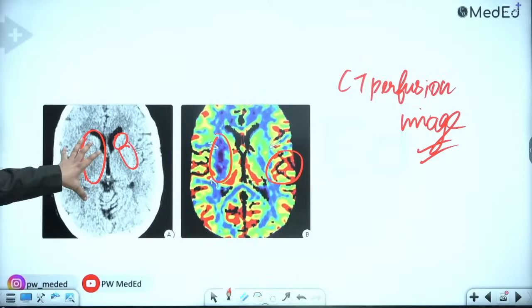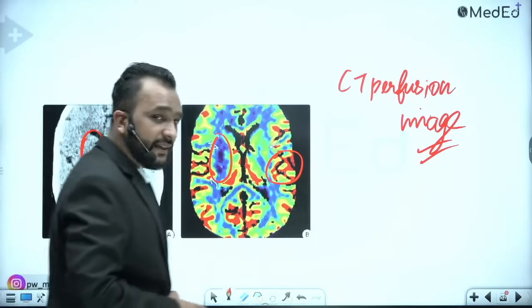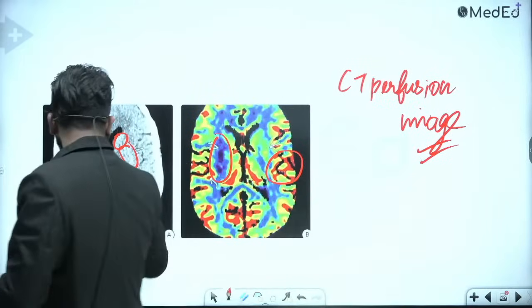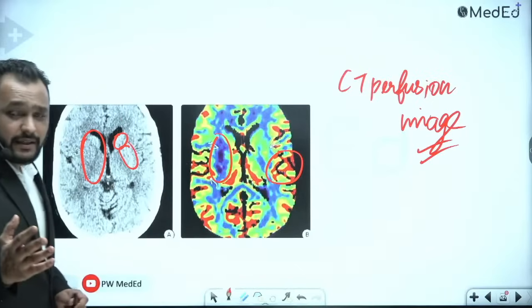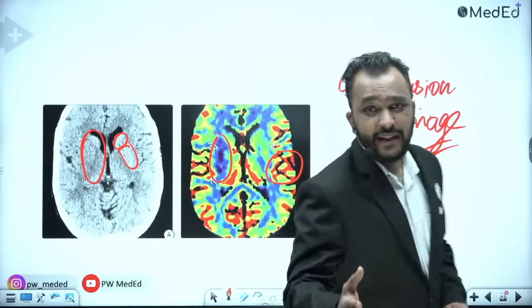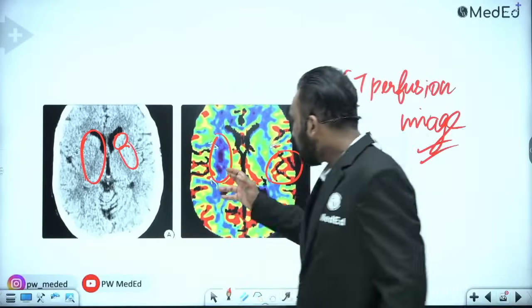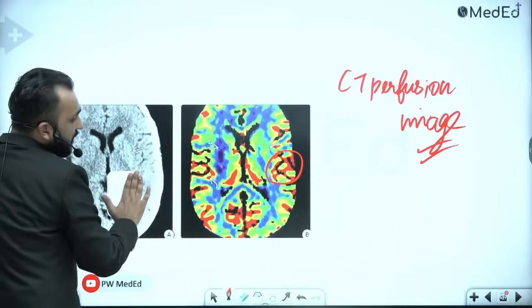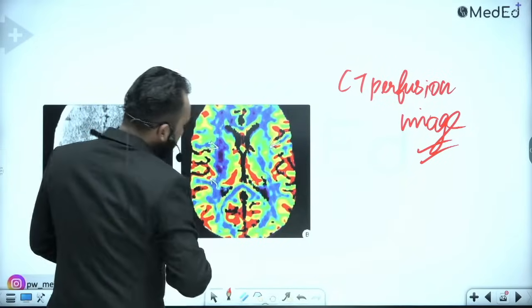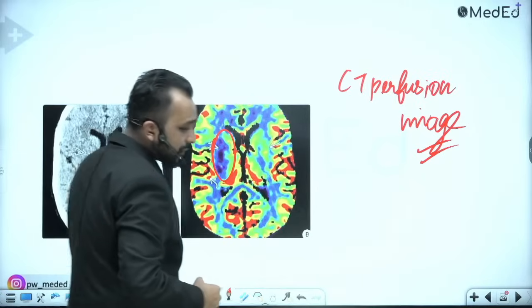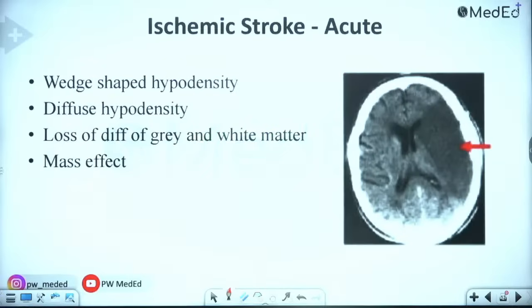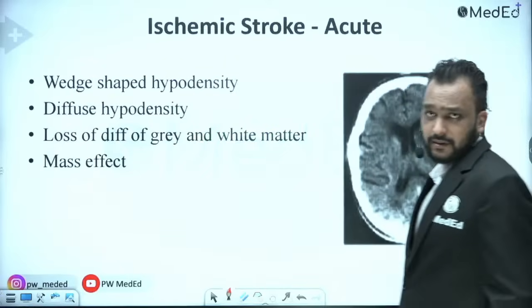Okay, so on the right side you can see the basal ganglia is not very well visualized, right? So this is your obscuration of the lentiform nucleus seen in a patient with hyperacute infarct. And also you can see that this area of the brain is showing decreased blood flow, because it is appearing blue. So you just need to know what the imaging modality is. This is your CT perfusion image.